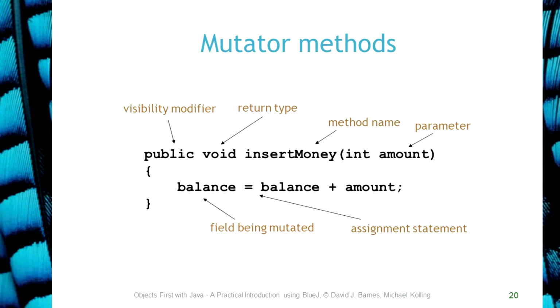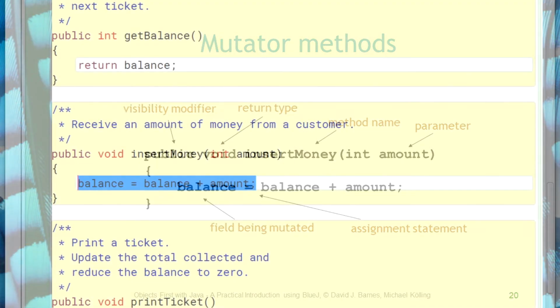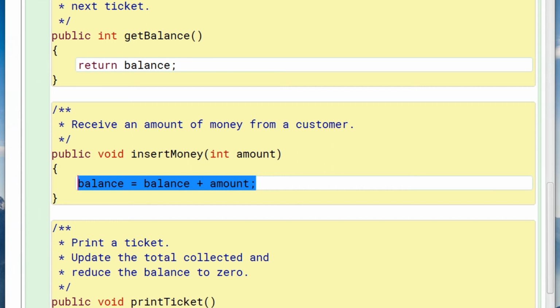Within the body of a void method, this difference is reflected in the fact that there is no return statement. In the body of insertMoney, there is a single statement that is another form of the assignment statement. We always consider assignment statements by first examining the calculation on the right-hand side of the assignment symbol. Here, its effect is to calculate a value that is the sum of the number in the amount parameter and the number in the balance field.